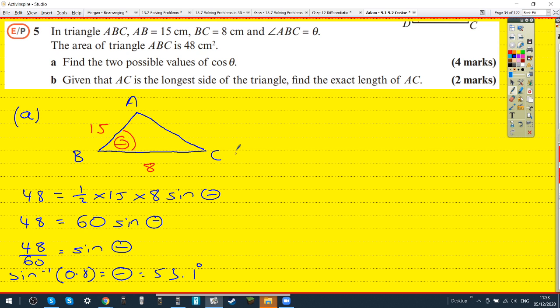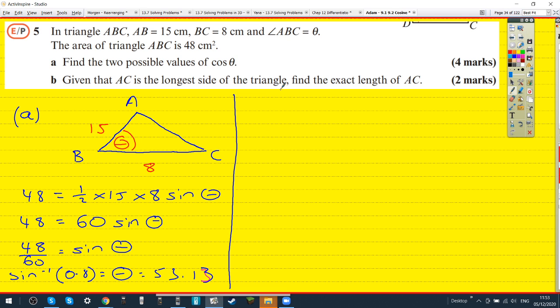53.1, so that's 3 sig fig. Maybe we'll need 5 sig fig, sorry? 53.1301. We can say 53.13. So that's sine. Find the two possible values of cosine theta.